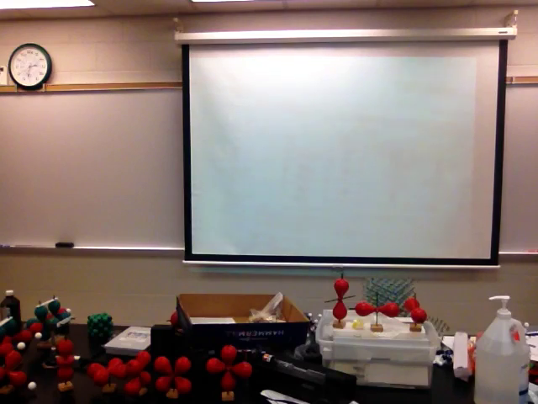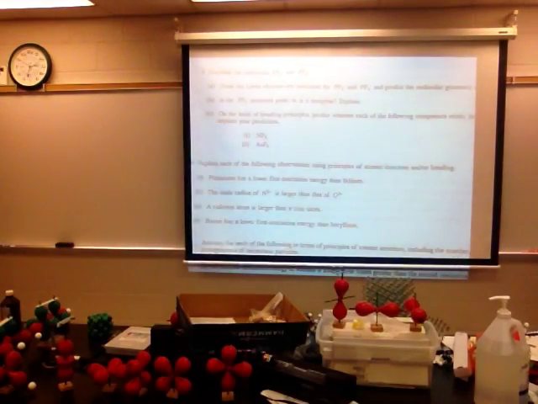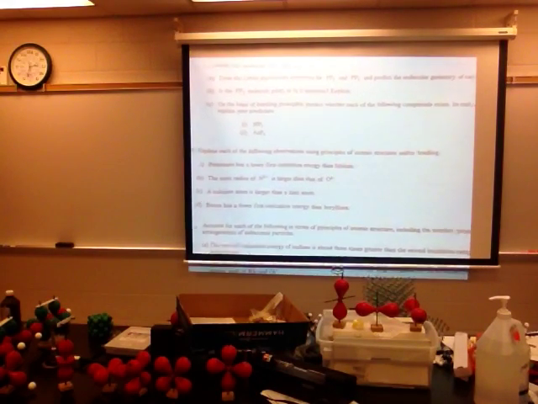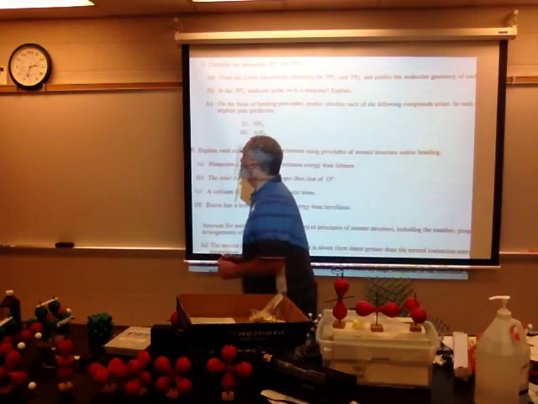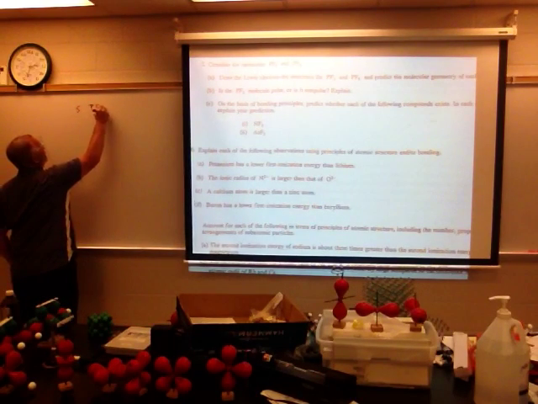So, let's look at number 5. It says, draw the Lewis structure for PF3 and PF5. Okay? So if I want to draw that Lewis dot structure, PF3, what do I do?